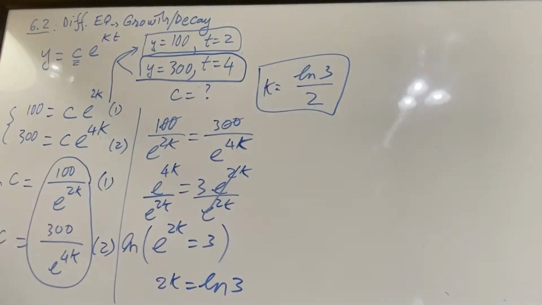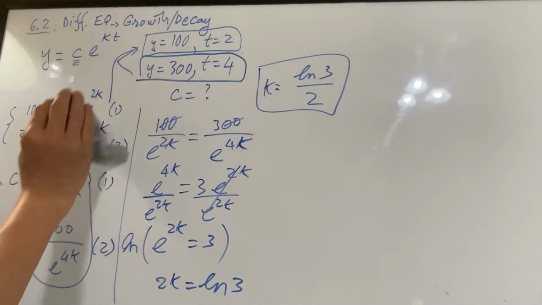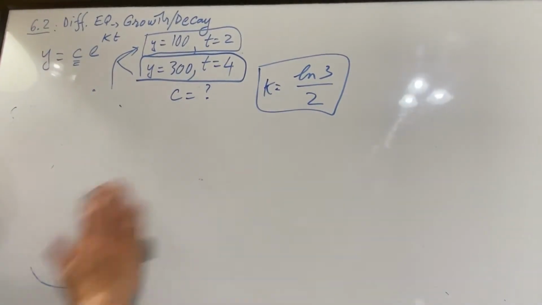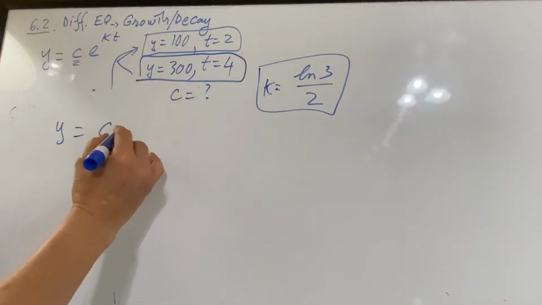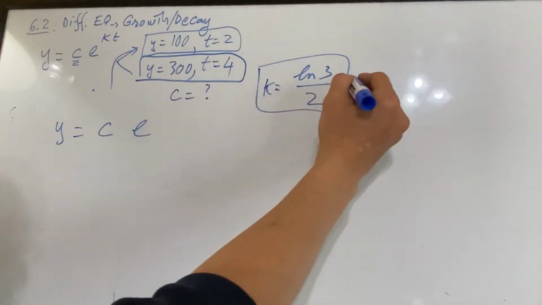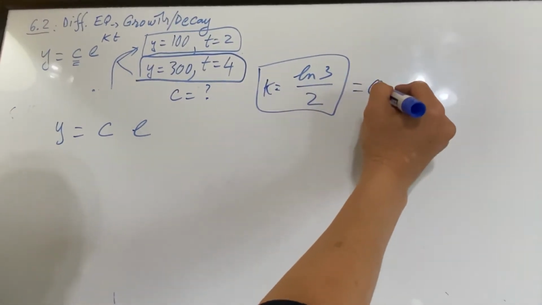Okay, you see that? So now you have k. So all you do right now is just plug in, and what you are looking for is c. Can I erase this? And you can pause the video if you want to. So here we go. Now you have everything you need. So you have y equals c, and e to the what? When you plug into your calculator, you will have a what?